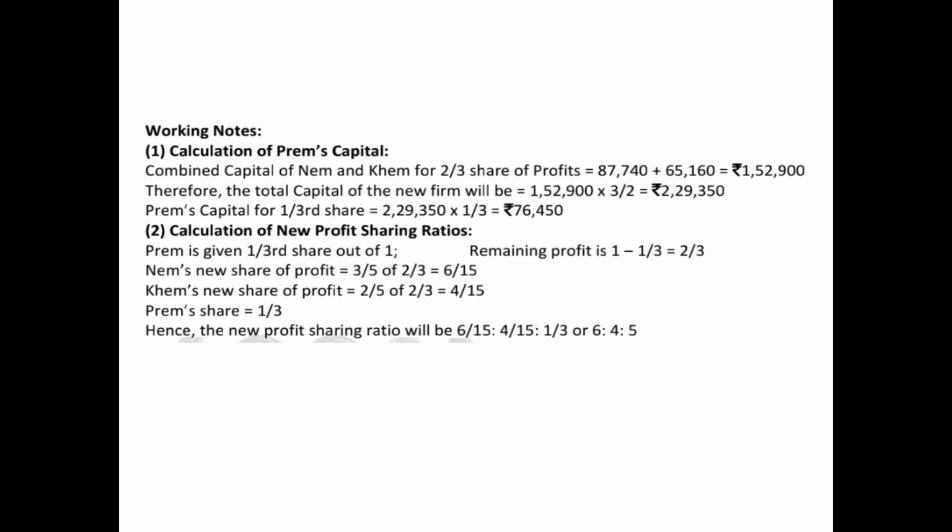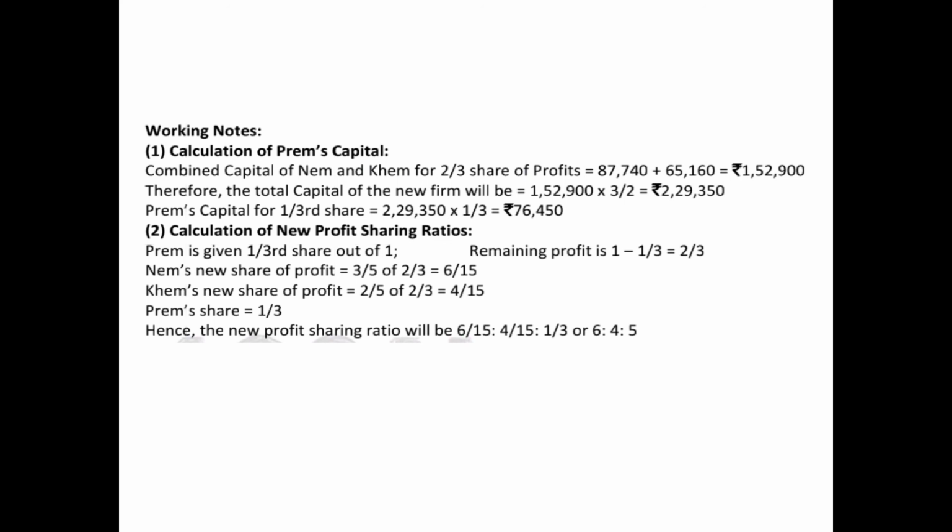Now you can see the calculation of the new profit sharing ratio. Prem is given 1/3 share out of 1. That means remaining is 2/3. Now this remaining share 2/3 will be distributed among Naam and Kaam in the ratio of 3:2. So Naam will be getting 3/5 of the remaining share, which will come to 6/15. Kaam will be getting 2/5 of the remaining share, which will come to 4/15, and Prem's share is 1/3. So you can see that the denominator of Naam and Kaam is 15, whereas that of Prem is 3.